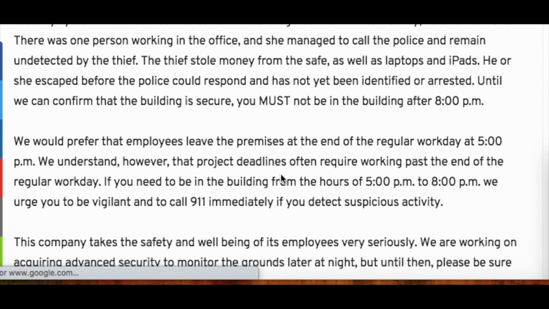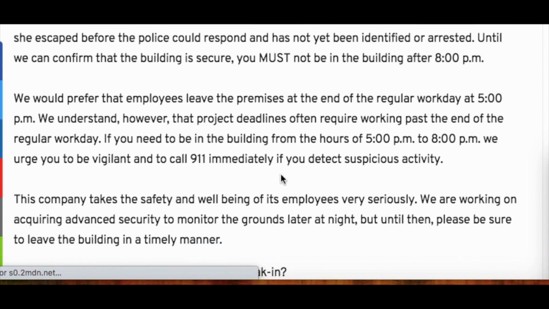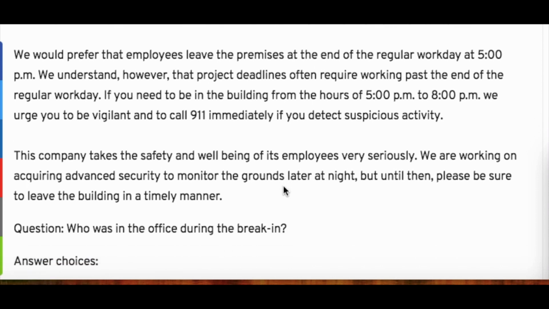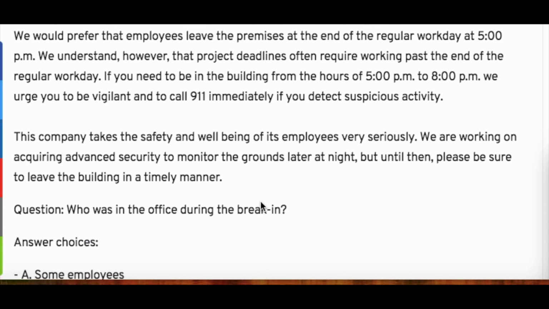We would prefer that employees leave the premises by the end of the regular workday at 5 p.m. We understand, however, that project deadlines often require working past the end of the regular workday. If you want to be in the building from hours of 5 p.m. to 8, we urge you to be vigilant and call 911 immediately if you detect suspicious activity. This company takes the safety and well-being of its employees very seriously. We are working on acquiring advanced security to monitor the grounds later at night, but until then, please be sure to leave the building in a timely manner.